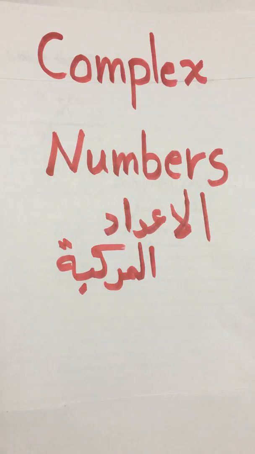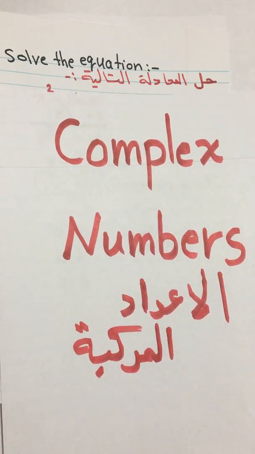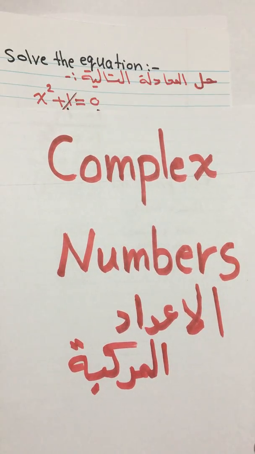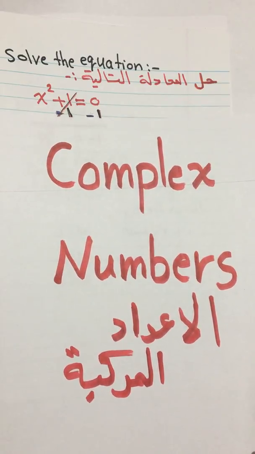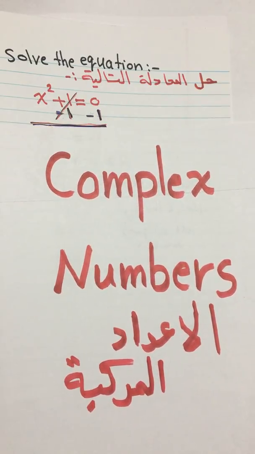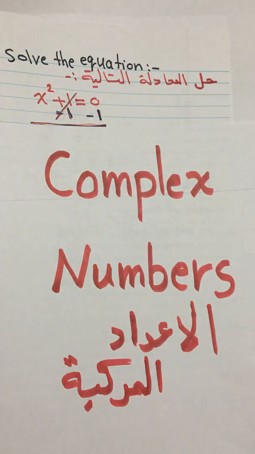Today we're going to explain complex numbers. Solve the equation x squared plus 1 equals 0. x squared plus 1 equals 0. We're going to add negative 1 to both sides and cancel the plus 1 with the negative 1.